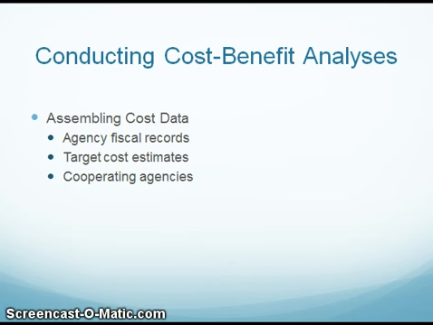Additionally, one might look at target cost estimates. These include imputed costs of time spent by clients in program activities, client transportation costs, and so on. Lastly are the cooperating agencies. If a program includes activities of cooperating agencies such as a school, health clinic, or another government agency, the costs borne can be obtained from the cooperating agencies.